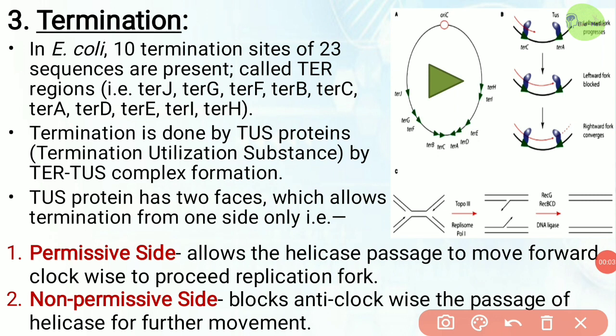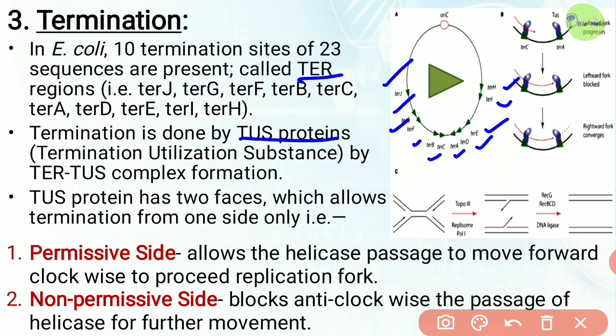Now the last step of DNA replication in E. coli is termination. In case of E. coli, there are 10 termination sites, and those are called TER regions, like TER J, TER G, TER F, TER B, TER C, TER A, TER D, TER E, TER I, and TER H. So those are 10 TER regions, each of which contains a 23 base pair sequence. Okay, and termination is done with the help of the Tus protein, or I can say termination utilization substance.